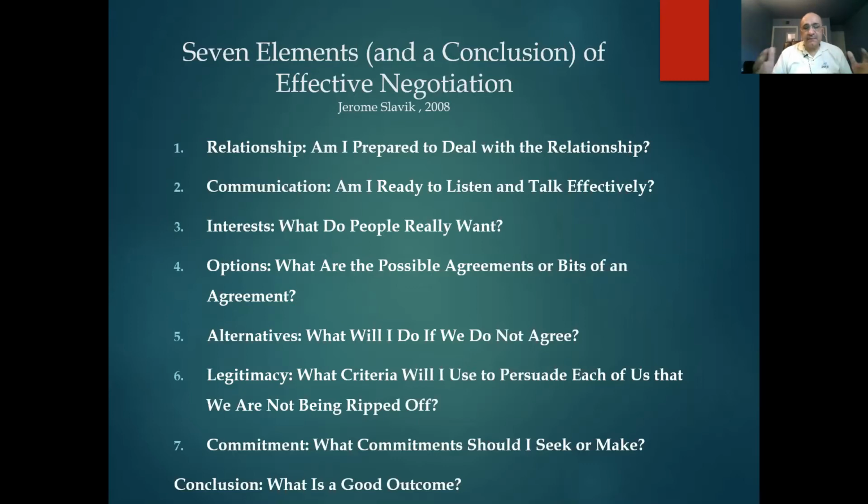And that should be part of how you are calculating how you're going to set up your situation in a negotiation. And then, of course, there's a question of legitimacy. What criteria will we be using to persuade each other that we are not being ripped off? Back to the concept of objective criteria that we discussed before. How are we going to make sure that there is an objective criteria and that there is good understanding that yes, what we are agreeing on is legitimate?